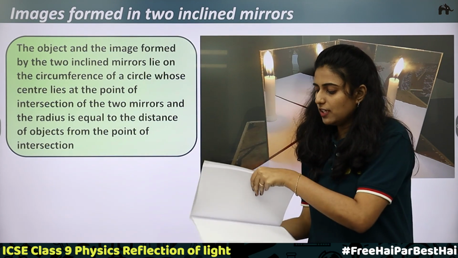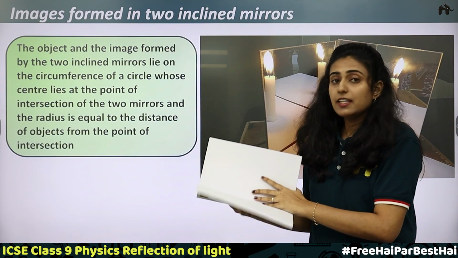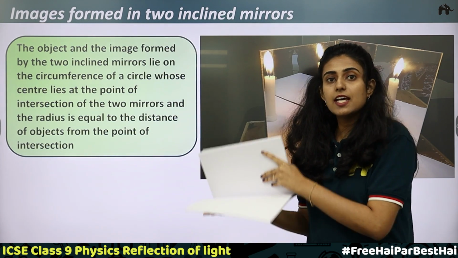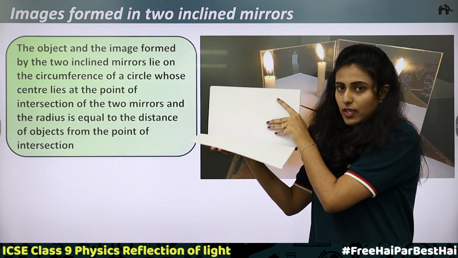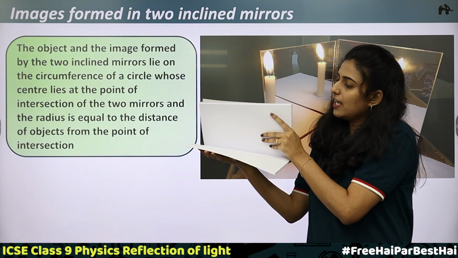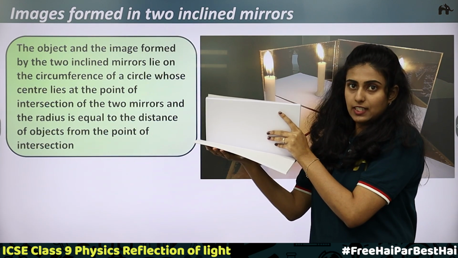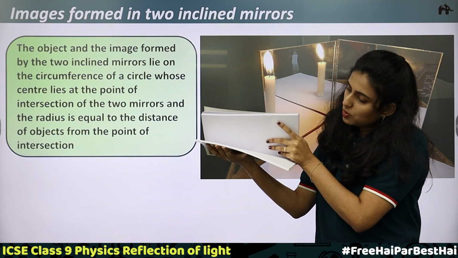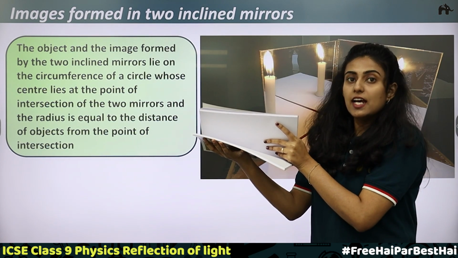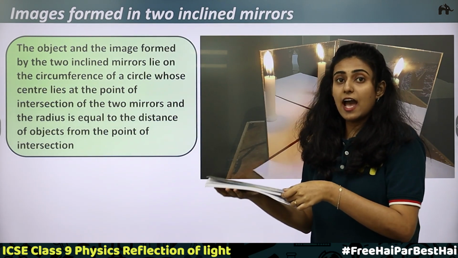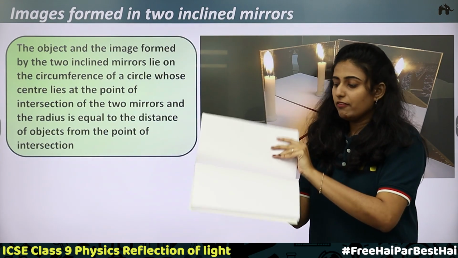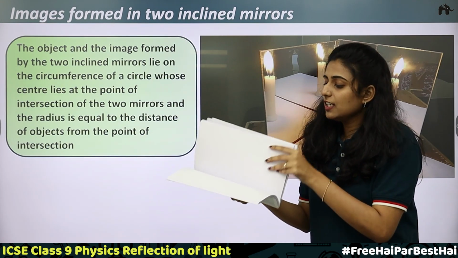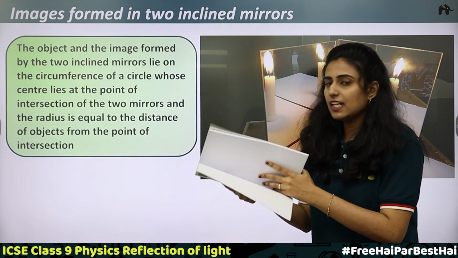If I am holding in this way, you can see that they are perpendicular to each other. The angle between the two mirrors is 90 degree. When I hold it this way, you can see the angle is 60 degree. When I hold little more closer, the angle becomes 30 degree. If I place like this, angle is 0 degree. When I open it completely, what happens? Angle becomes 180 degree. So this angle we call the inclined angle.